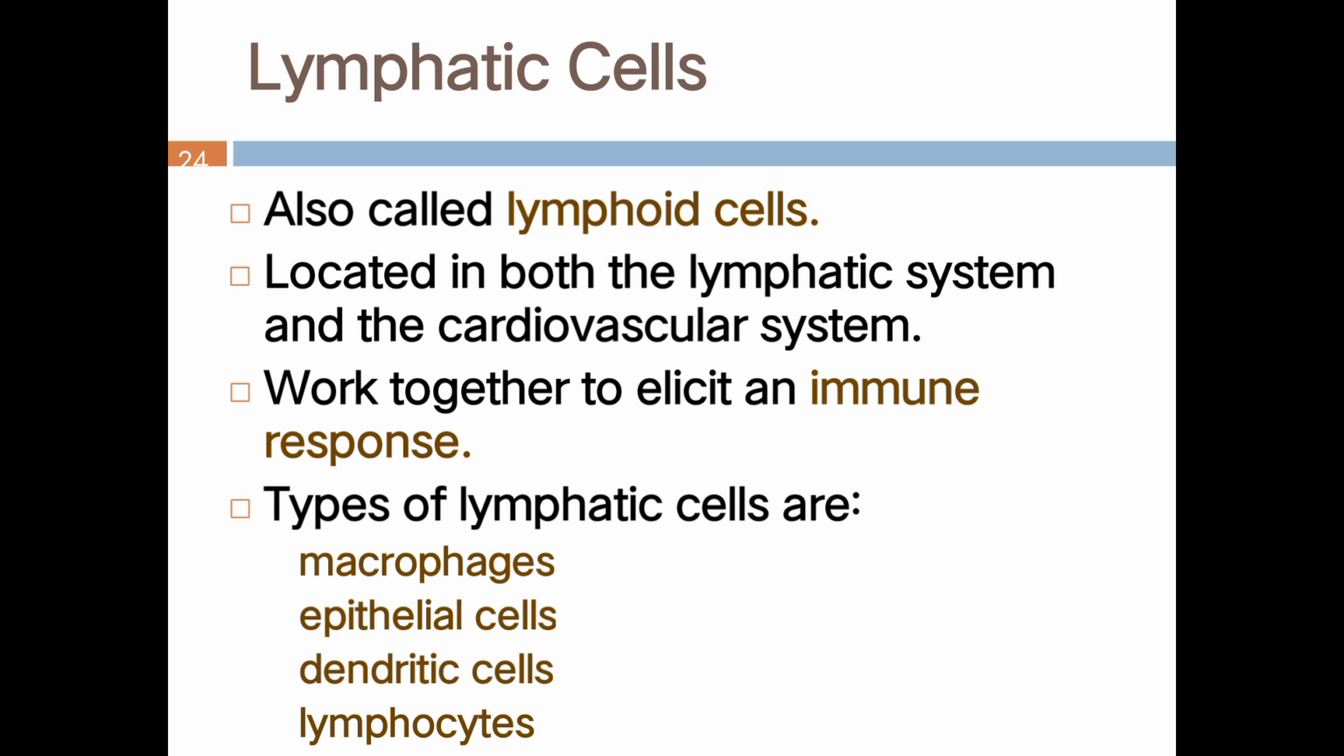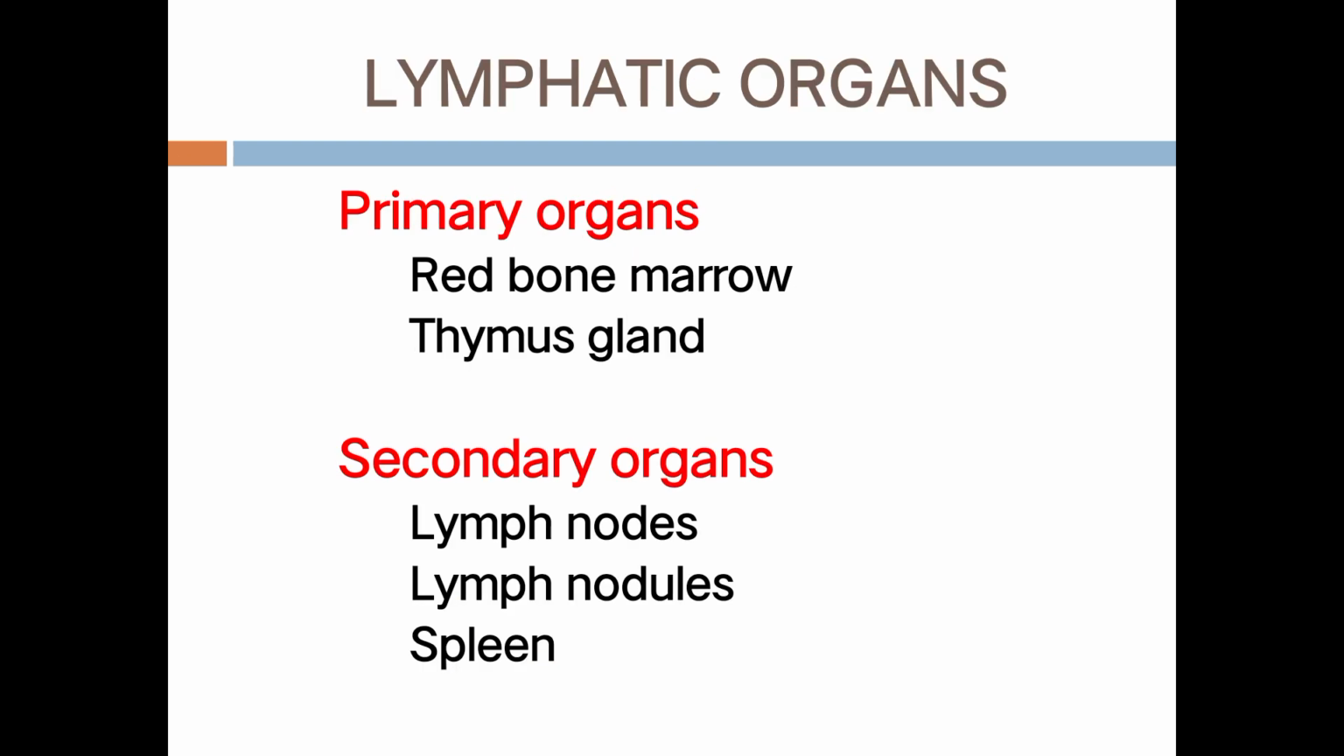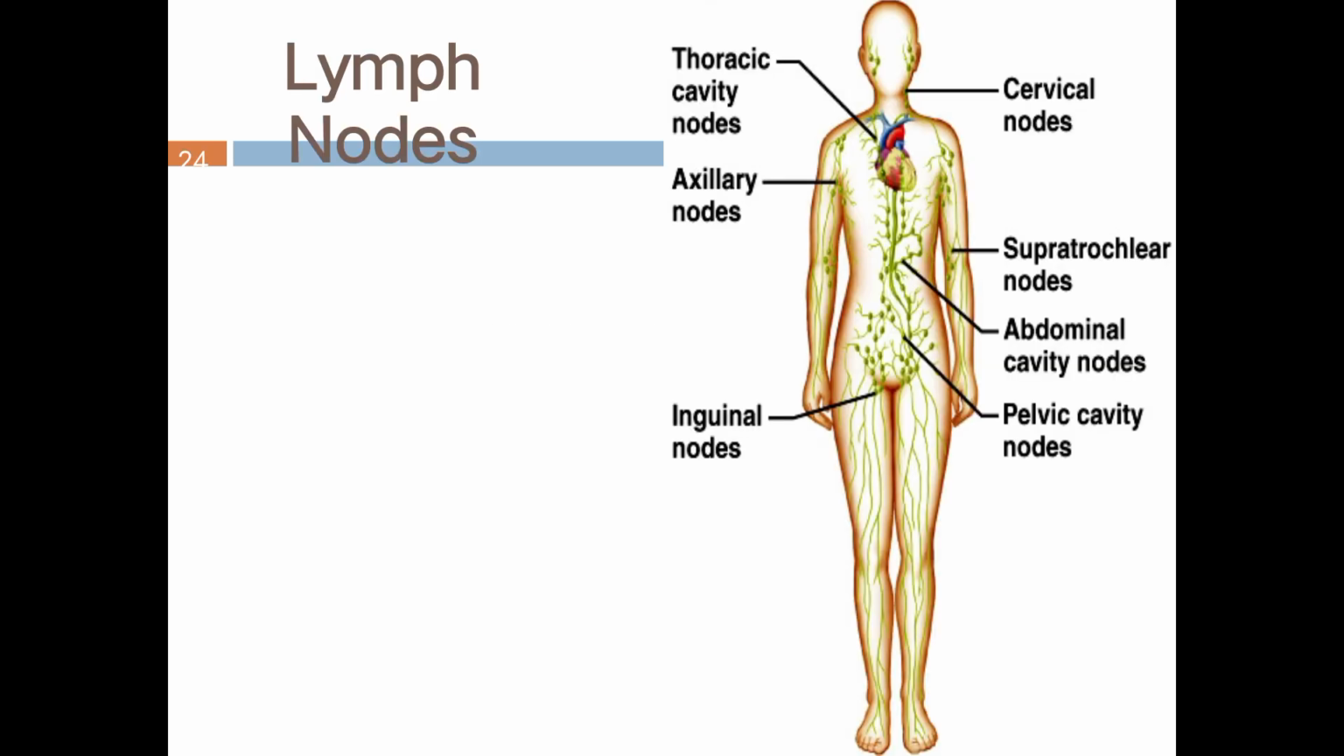Next, lymphatic organs. The primary organs are the red bone marrow and thymus glands. The secondary organs are lymph nodes, lymph nodules, and the spleen. Then lymph nodes. In the lymph nodes, we have thoracic cavity nodes, then cervical nodes, axillary nodes, supratrochlear nodes, abdominal cavity nodes, pelvic cavity nodes, and inguinal nodes.